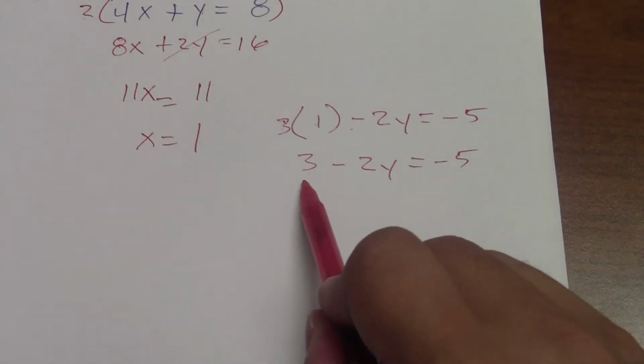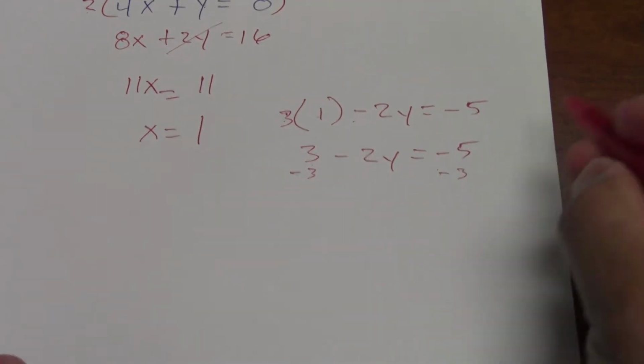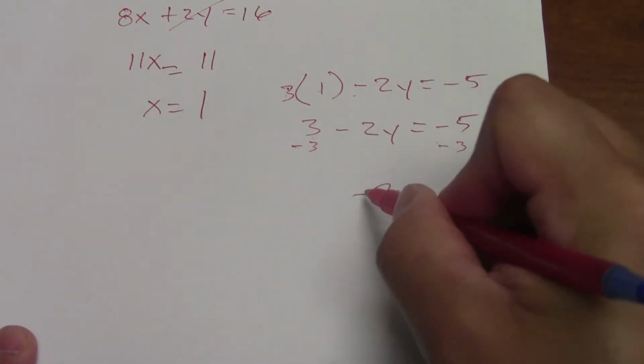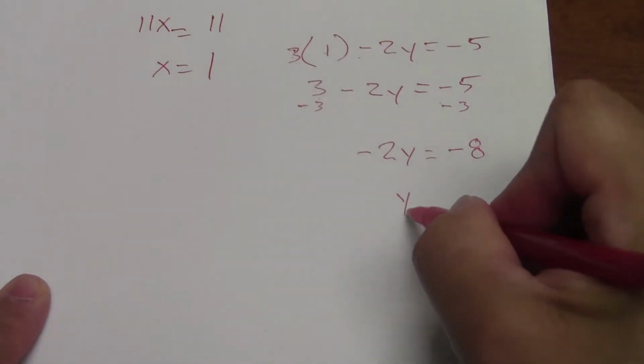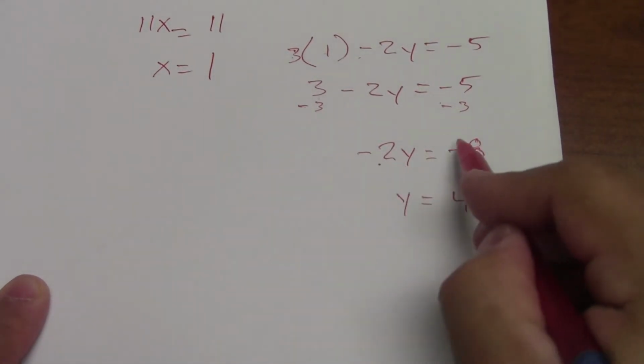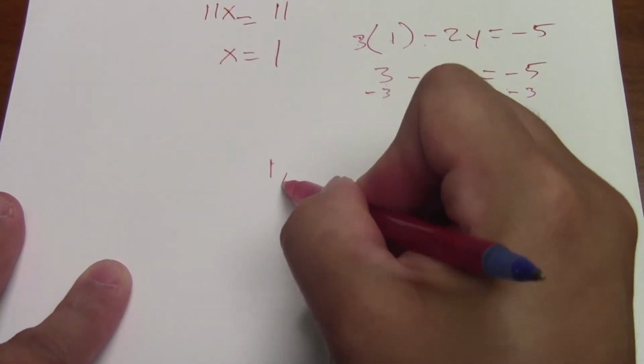I got to get rid of this guy, throw it onto the other side. So minus 3, minus 3. Negative 2y equals minus 8. Y equals 4. Negative and negative gives you a positive. So my answer is 1, 4.